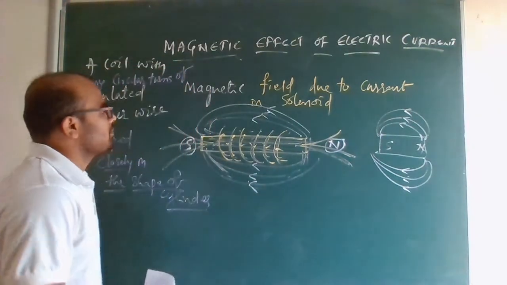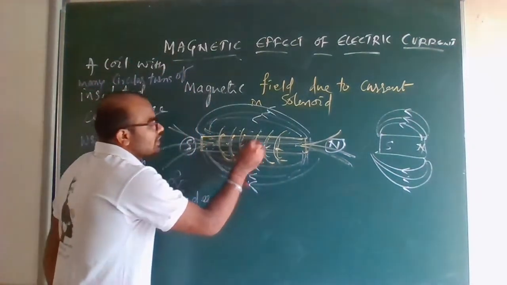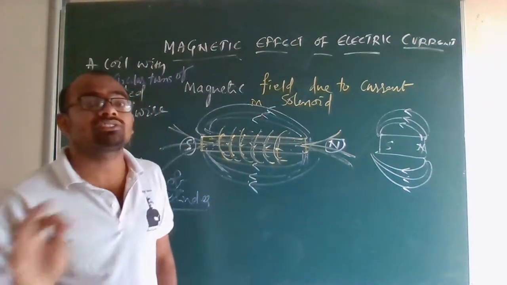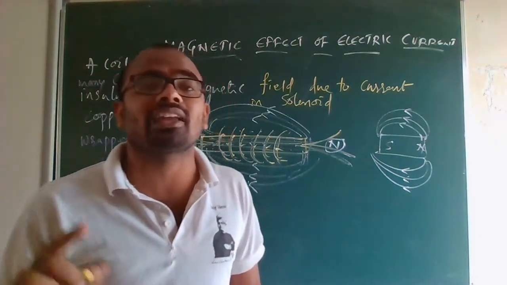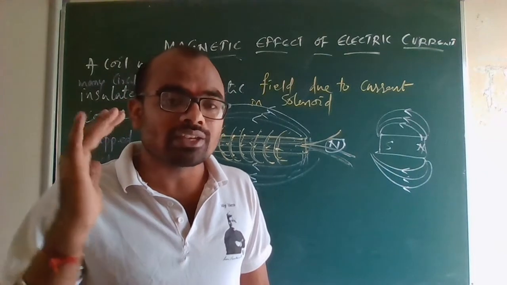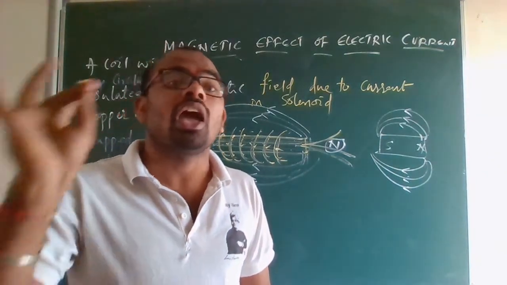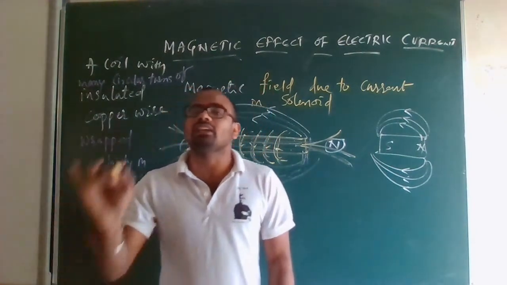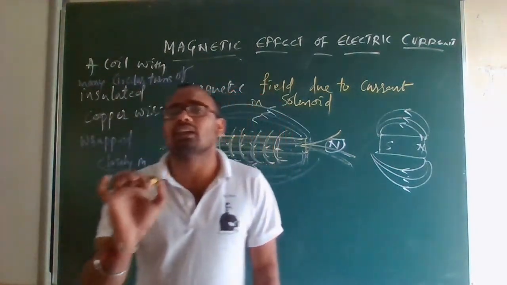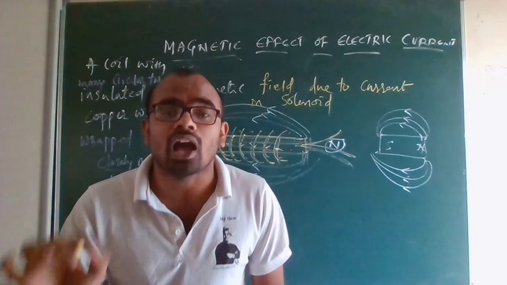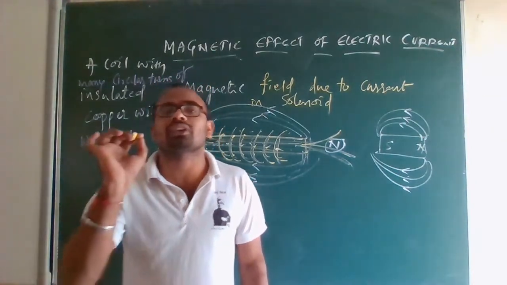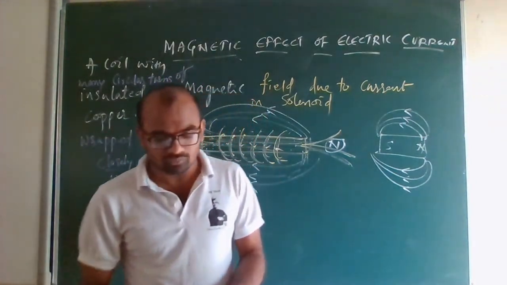See here, this one will be asked. The magnetic field inside the solenoid is the same because the magnetic field lines are parallel to each other. Hence, the magnetic field at any point inside the solenoid is identical, or we can say the same.